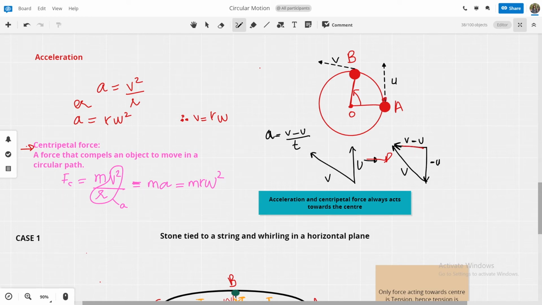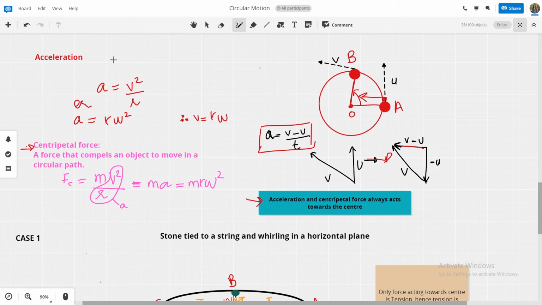So if we draw it here, then v minus u is always directed towards center. If v minus u is directed towards center, then a is definitely directed towards center because acceleration is equal to v minus u over t. Hence the point proven that acceleration and centripetal force always act towards the center.